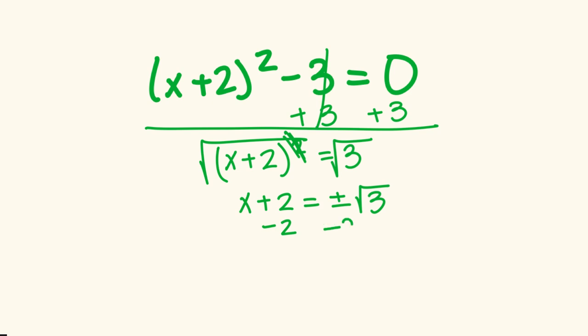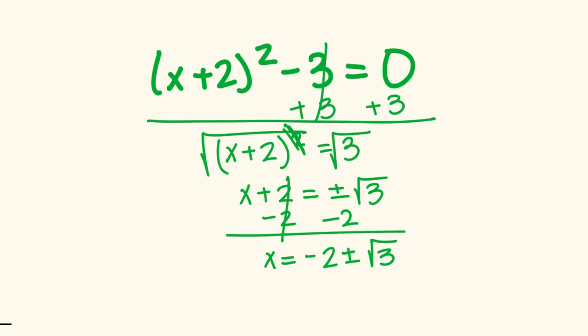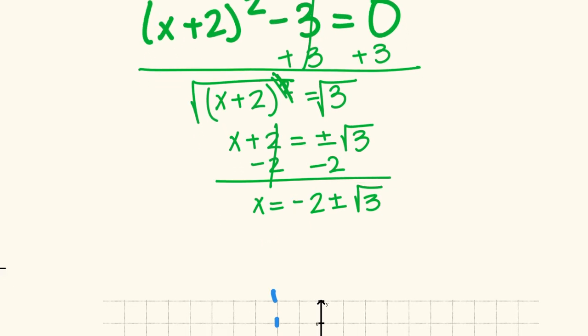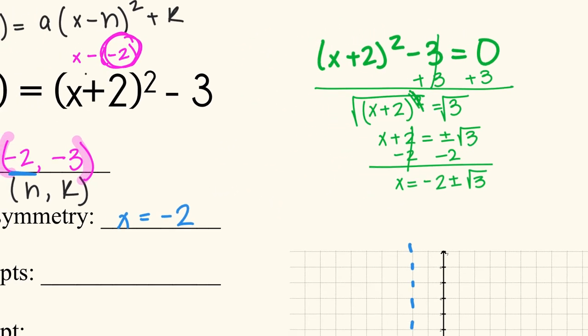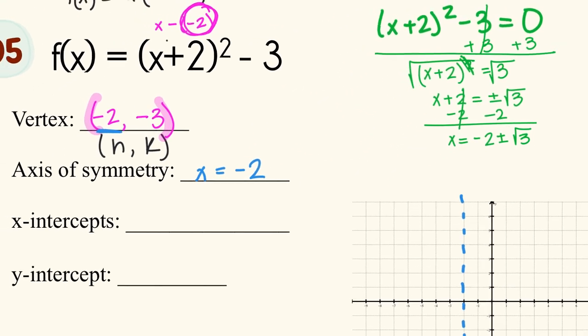Good. I'm going to go ahead and subtract 2. So now I have x equals negative 2 plus minus square root 3, and that's my answer for x. So pay attention to how I'm going to write my answer. I can't solve anything else, so that's it.